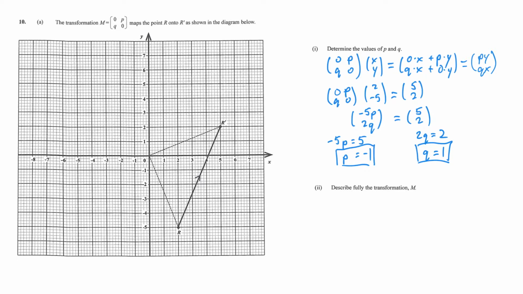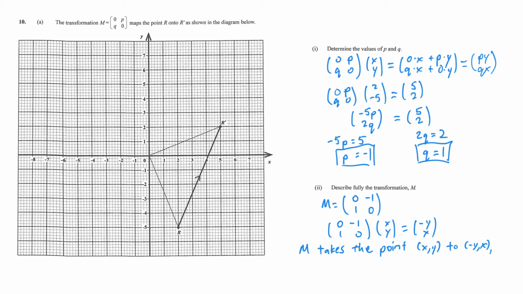Part 2 of this problem asks us to fully describe the transformation M. In part 1, we found that the matrix M is the matrix 0, -1, 1, 0. Now, if we apply this matrix transformation to an arbitrary point x, y, the output would be the matrix 0, -1, 1, 0 times the point x, y, which gives us -y, x. So this transformation takes the point x, y to the point -y, x, meaning that it swaps the x and y coordinates, and then it negates the x coordinate.